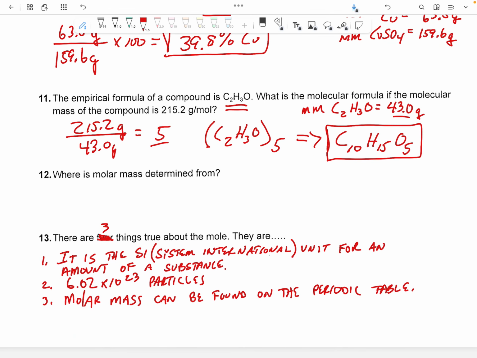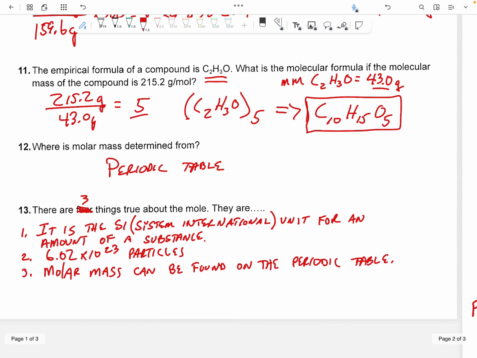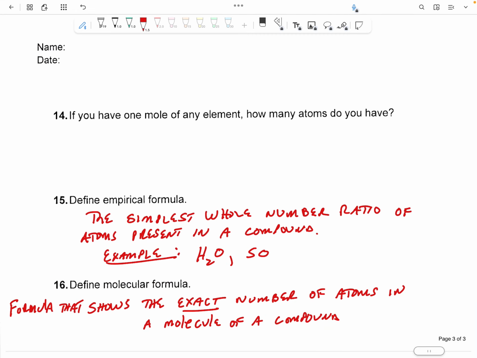Number 12, molar mass is determined from your periodic table. That's where you get it from, the mass number on the bottom. There are 3 true things about the mole. Here they are. It is the System International unit for an amount of a substance, basically the same as the metric system. It contains 6.02 times 10 to the 23rd particles. And molar mass can be found on the periodic table. Number 14, if you have 1 mole of an element, how many atoms do you have? Well, you have 6.02 times 10 to the 23rd atoms.